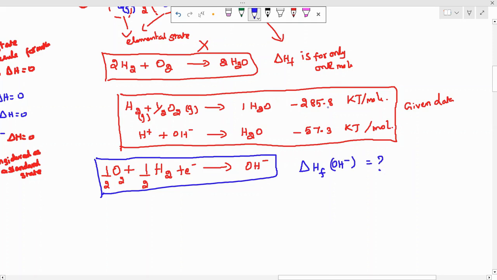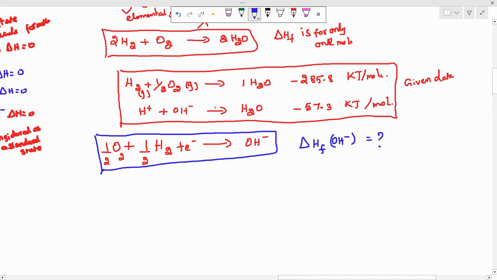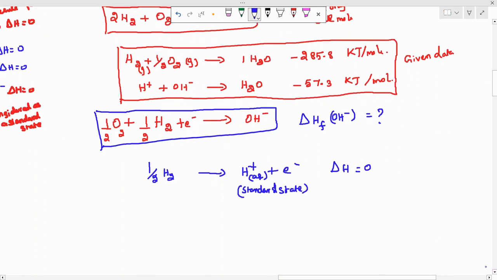Okay. So from the given data, we are going to deal with this one. First of all, we have to get this equation from the given data. And we know that half H2 gives H plus and 1 electron. Look at this: this H plus in aqueous condition is a standard state. So always, standard state formation will be 0. So delta H for this case will be 0. Remember this, it will be very, very important. Okay, let me solve this question.